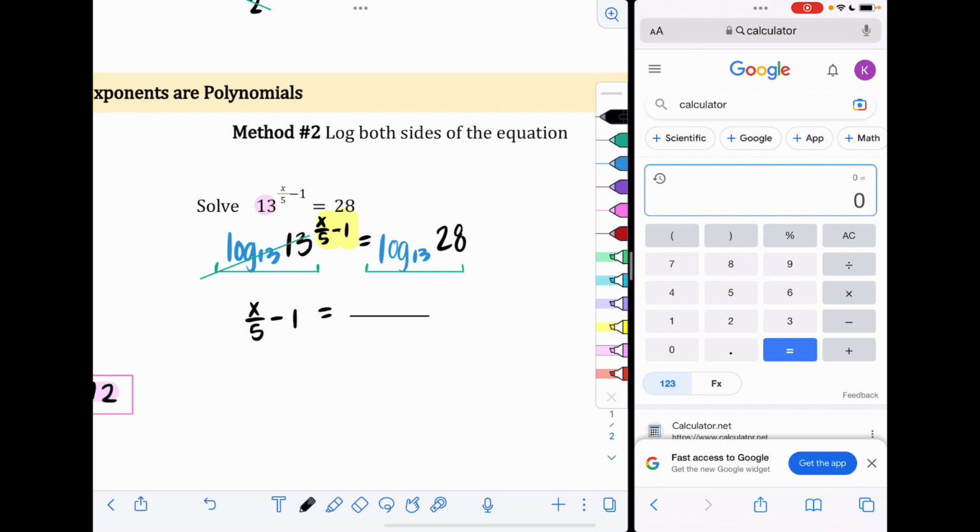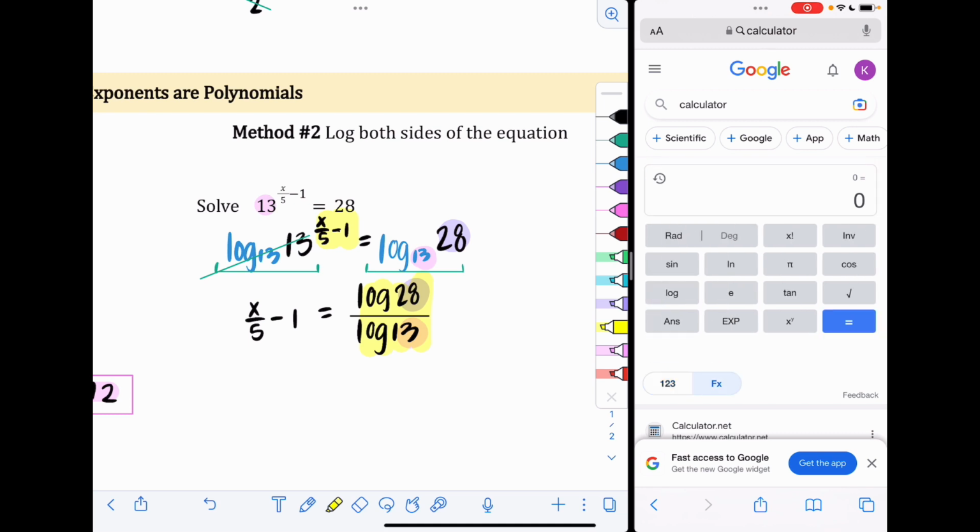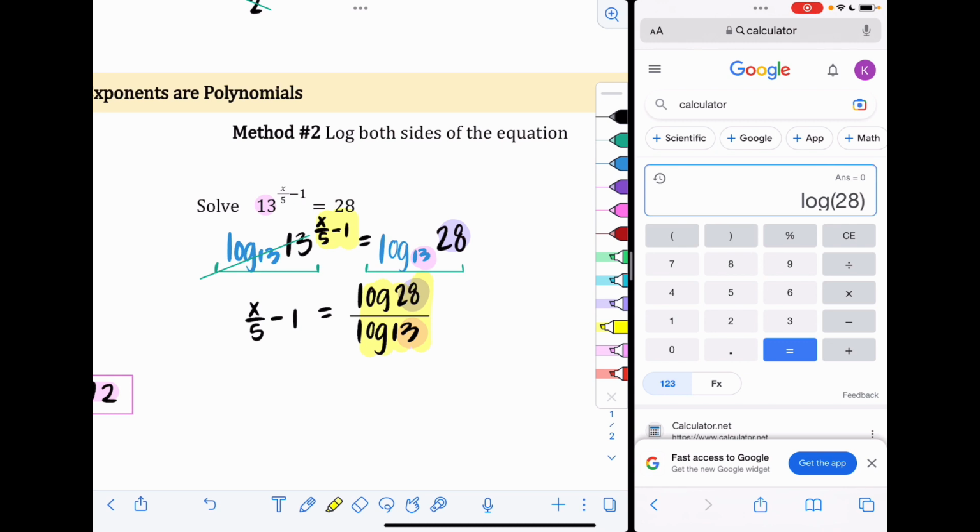So we'll set up our fraction, and then what we're taking the log of goes in the numerator and the original base goes in the denominator. So it'd be log of 28 over log of 13. And then now this is something that I can put directly in the calculator. So we'll do log of 28. And then if we want to do it all in one step, we have to close the parentheses, divided by log of 13. So log of 28 divided by log of 13 is about 1.299, if we round to 3 decimal places.